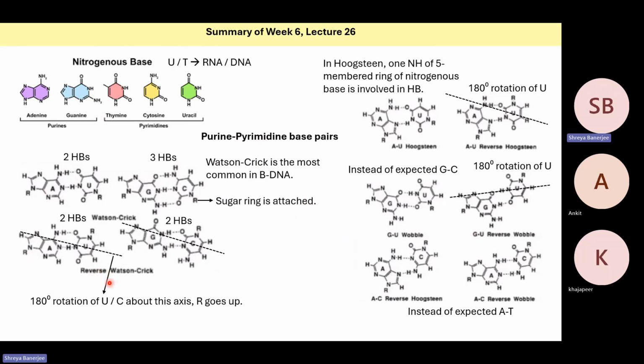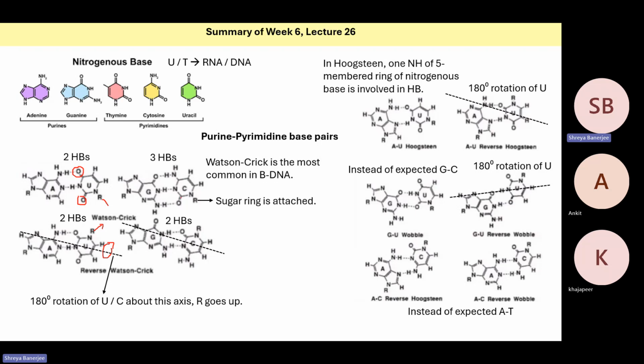So one is the reverse Watson-Crick. In reverse Watson-Crick, what happens? Imagine there is a plane passing through this dotted line and you flip the U 180 degrees around this line. Earlier the bond was with this oxygen. Now the bond is with the other oxygen because we have flipped U through 180 degrees around this line. And R was down, now R is up. The A orientation remains the same. So this is called reverse Watson-Crick.